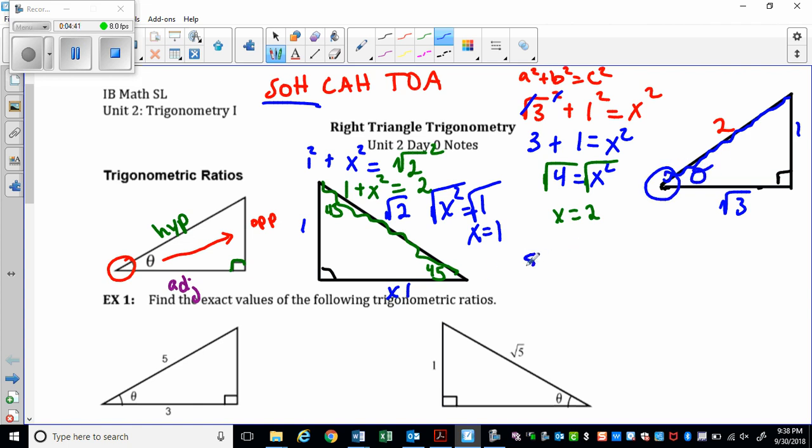So I'm going to say sine of your angle, which you guys can say 30 degrees or you can say theta, is equal to sine is O, which stands for opposite, over H, which stands for hypotenuse. We really need to label our sides. So my opposite side is 1. My hypotenuse is opposite the 90-degree angle.